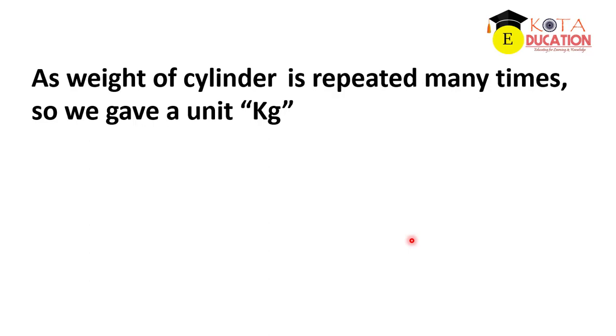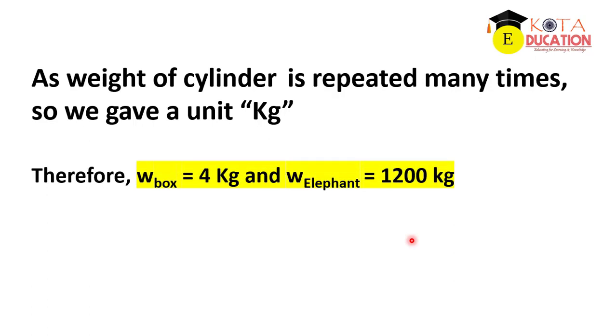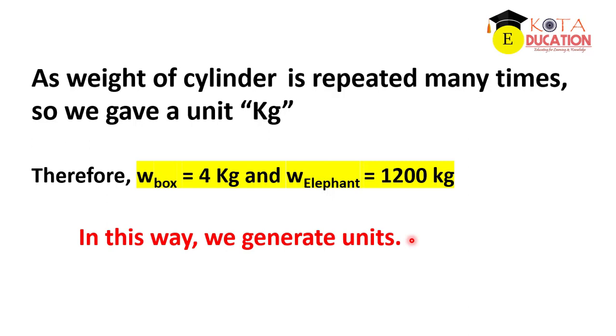So at that time, in the 18th century, they gave the unit kg as a unit of mass. So therefore the weight of the box becomes 4 kg and the weight of the elephant becomes 1200 kg. In this way we generate the unit.